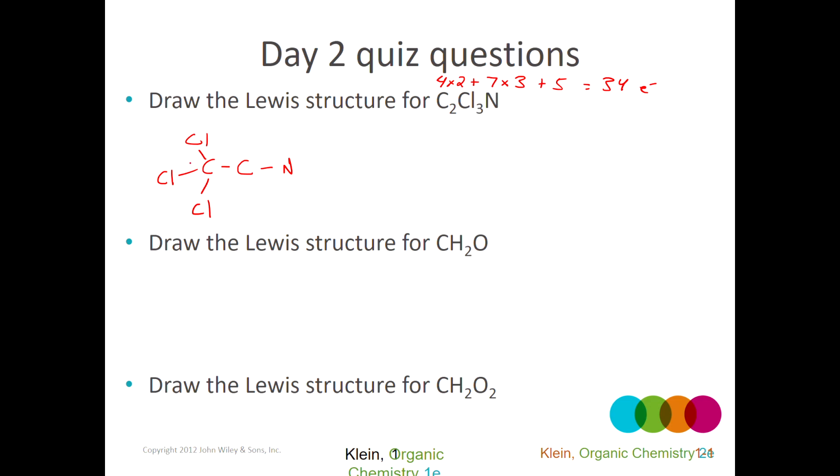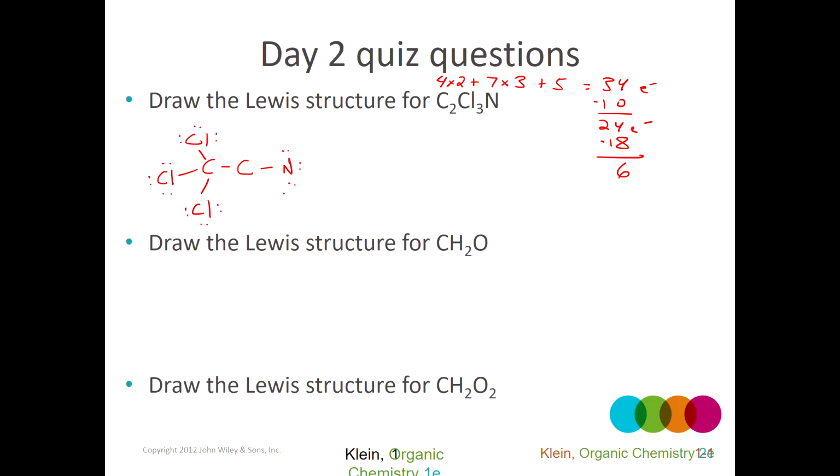I've already used 2, 4, 6, 8, 10 to make all the bonds, so I can subtract that if I want, and then put the remaining 24 electrons in. Generally, I want to put them on the more electronegative atoms first because they naturally attract electrons better. Chlorine and nitrogen have almost the same electronegativity, so I can put these in here: 2, 4, 6, 8, 10, 12, 14, 16, 18. So it took 18 to fill up the noble gas configurations for the chlorines. I've got 6 more. I go 2, 4, 6. That fills up the nitrogen.